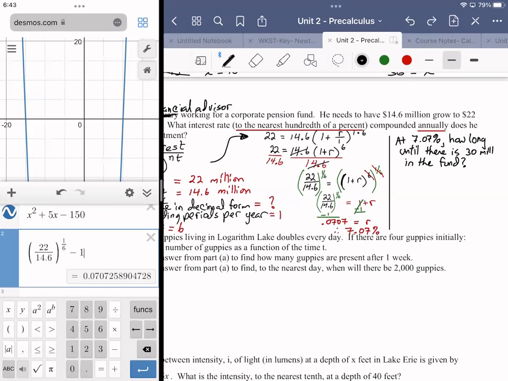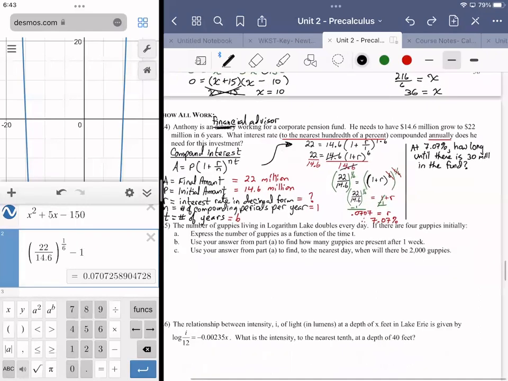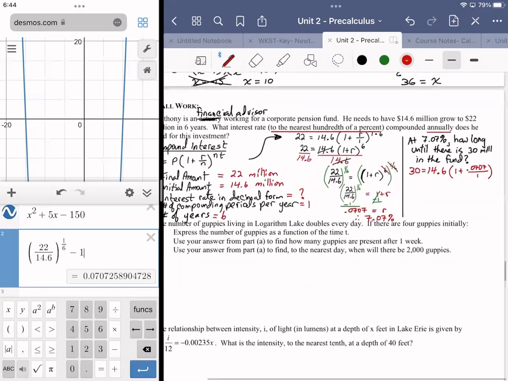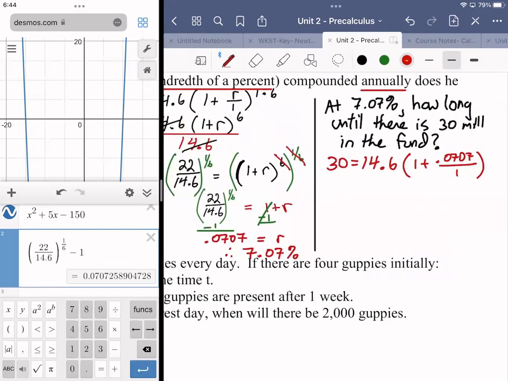All right. Our final amount is now variable. I'm sorry, the final amount's not variable. The final amount is now 30 million. The amount of time is variable. So based off of our formula, we know that we have to end up with 30 million. We're starting off with 14.6. 1 plus 0.0707 over 1, because again, it's still compounded annually, to the nt power, so 1 times t, now the t is unknown.